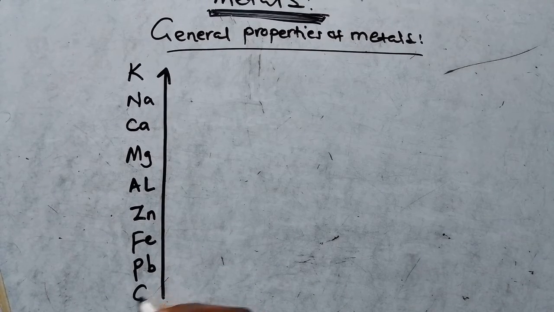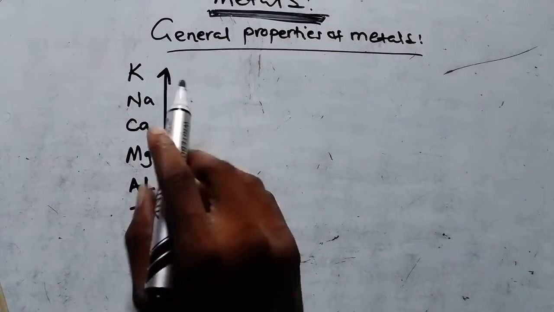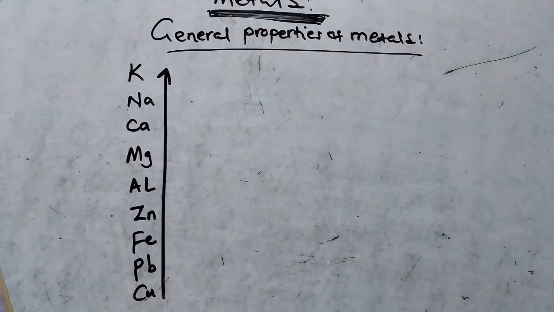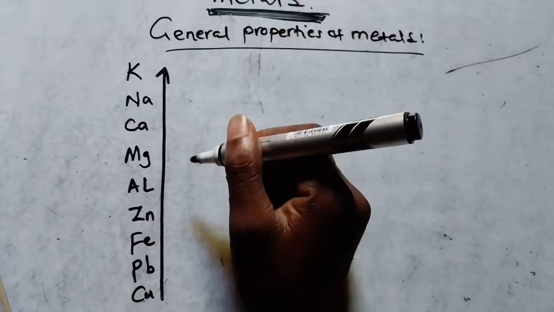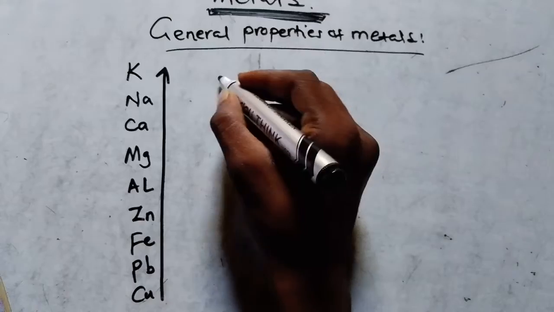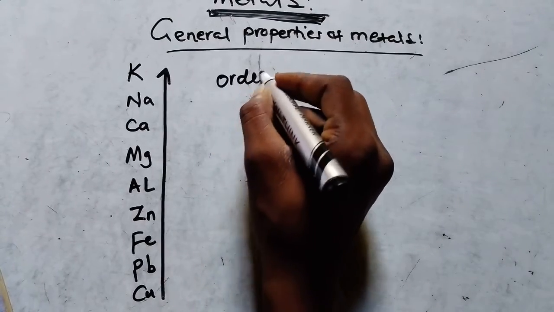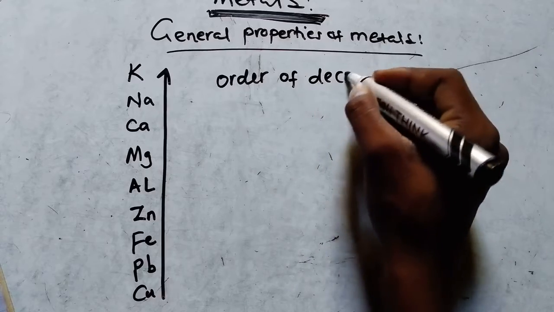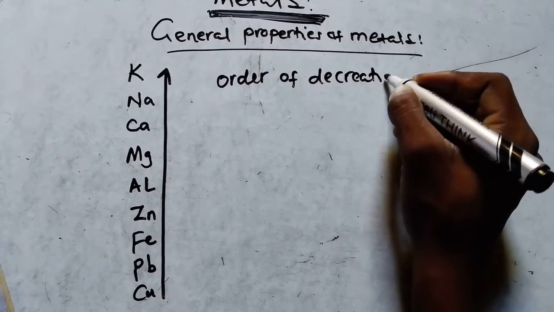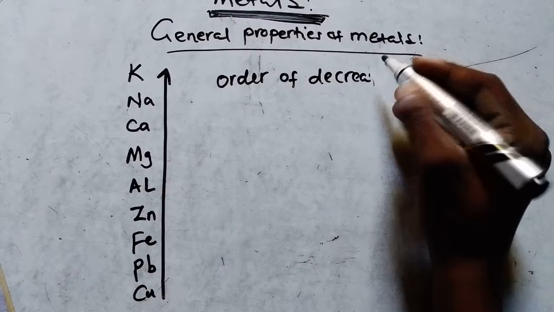then we have copper. So the reactivity of metals is that as we go down, the order is of decreasing reactivity. Decreasing reactivity.